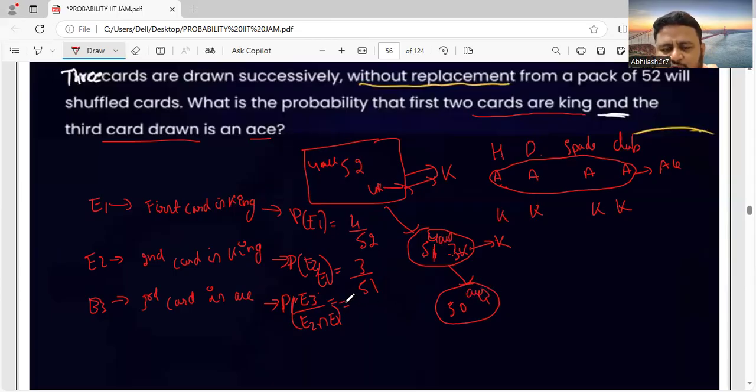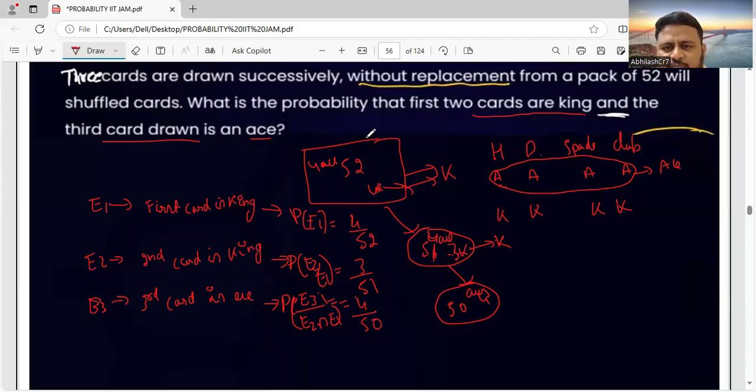But here it is the probability of E3. E3 is getting an ace, that is, the third card is an ace. Given that E2 and E1 have already occurred, it is given by 4 by 50.